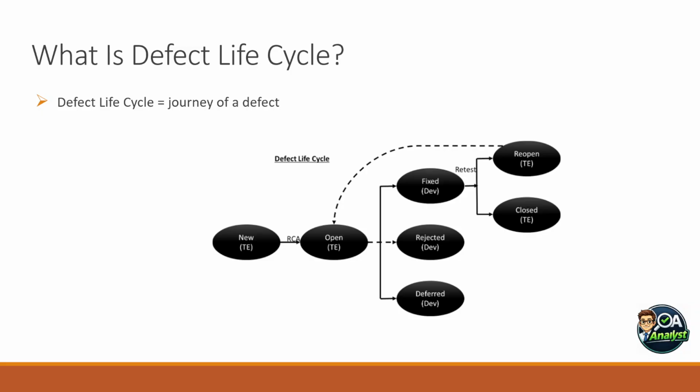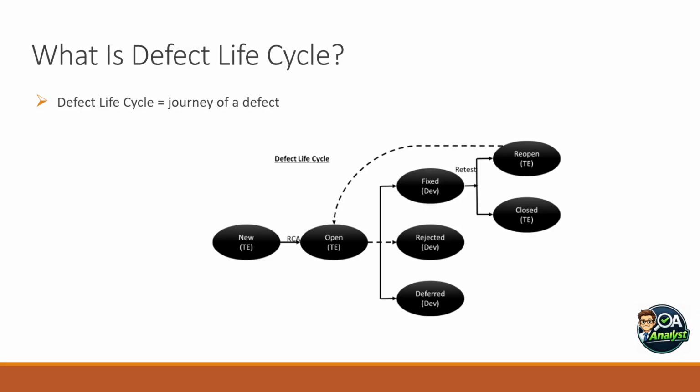Sometimes a tester may log a defect that already exists. Some other tester has already reported a defect, and another tester is again reporting the same kind of defect. In such cases, the defect is marked as duplicate.